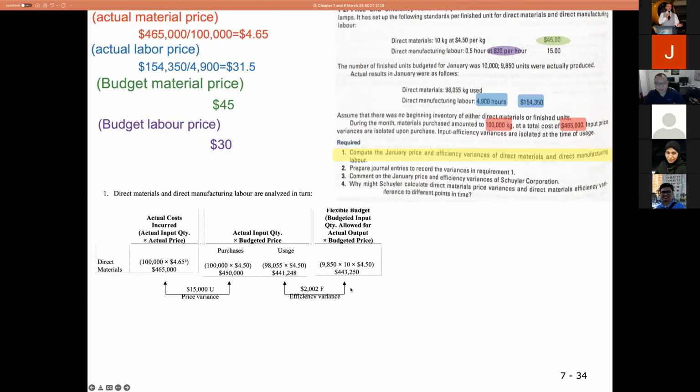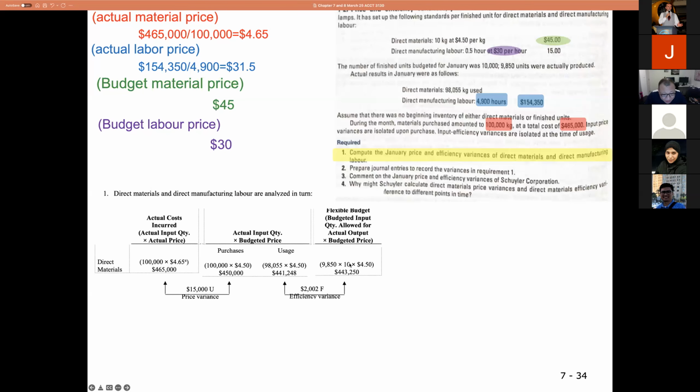And now in terms of efficiency, when you are thinking about efficiency, that means how efficiently you are using these materials, right? So it has to be the materials you are using. You can talk about efficiency. So when you are talking about efficiency variance, you are only dealing with the materials used, the 98,055, okay? So you can see there is a favorable variance in terms of efficiency.